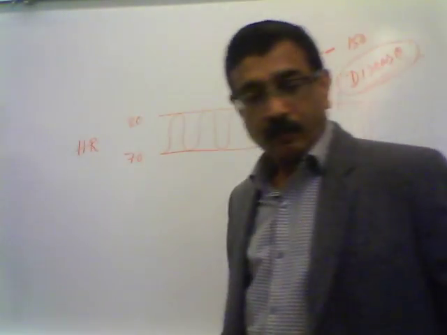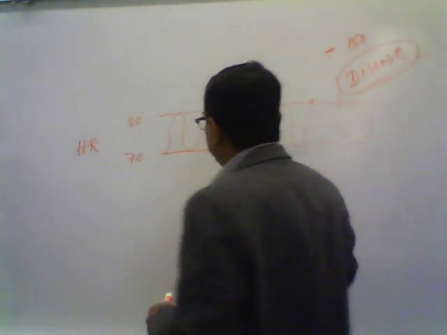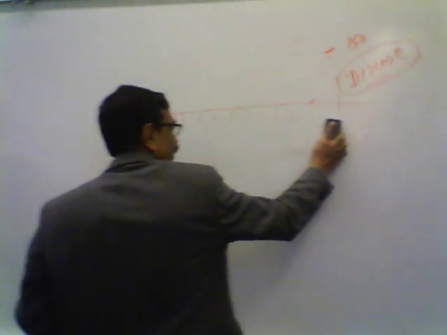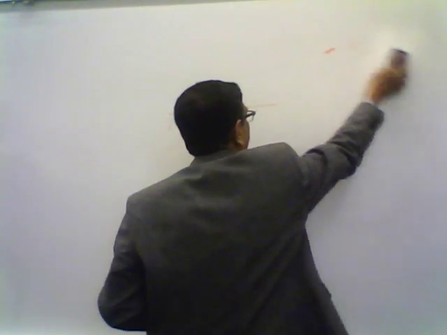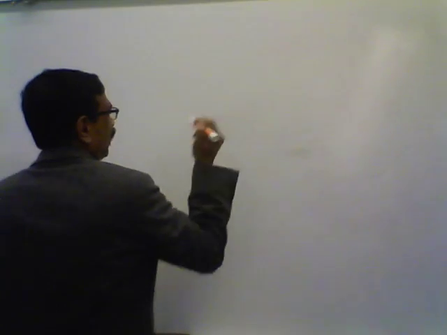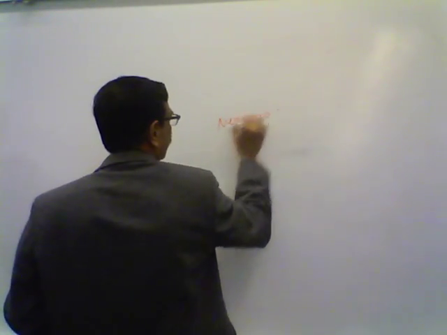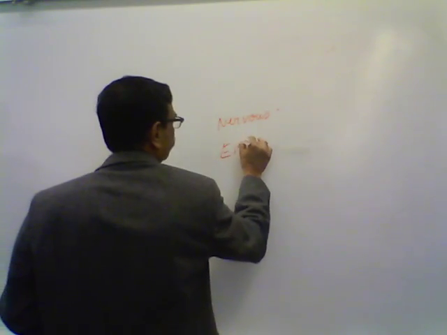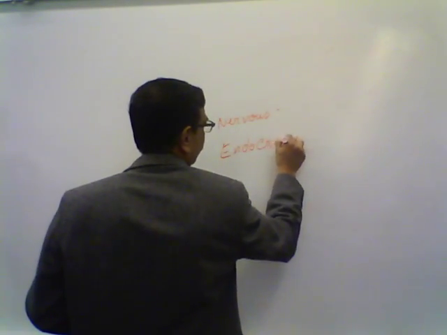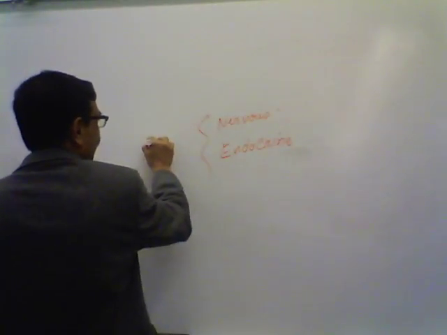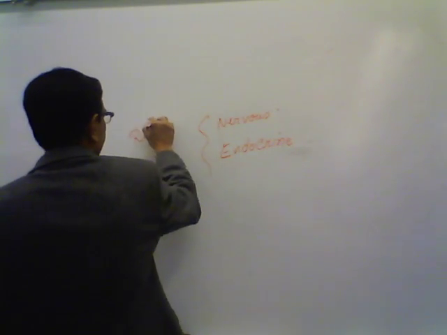Now, you know that two systems of your body are called the control systems. We have already talked about that, the nervous and endocrine systems. In the last class, I talked about that. So these two systems regulate homeostasis.